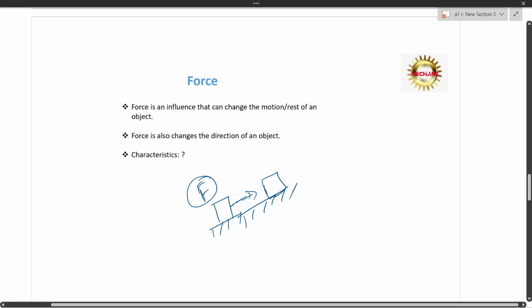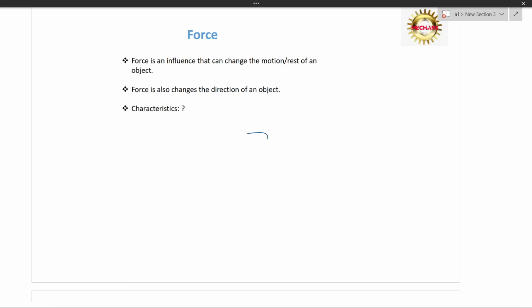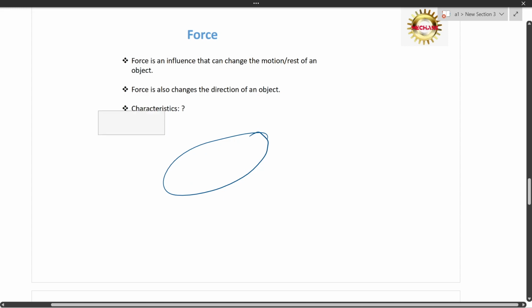Also, force has an ability to change the direction of an object. See, in cricket, the ball comes to the batsman, but he hits it anywhere he wants. The ball comes in this direction, but he hits it to mid wicket, or straight, or here or here. He can send it anywhere because he is giving the force in this direction, meaning the ball will go in this direction. So force has the ability to change an object's direction also.